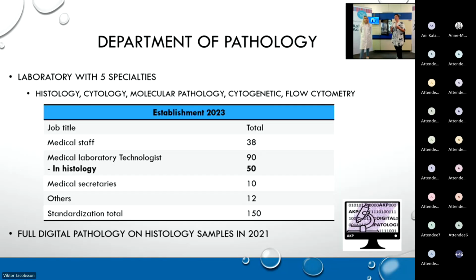So for the first, this is a little slide about our department of pathology. As you can see, we hold different specialties. Of course, the main will be histology, where I work, but we also have cytology, molecular pathology, cytogenetics, and flow cytometry. It's a smaller department in the department, so histology is our main thing.